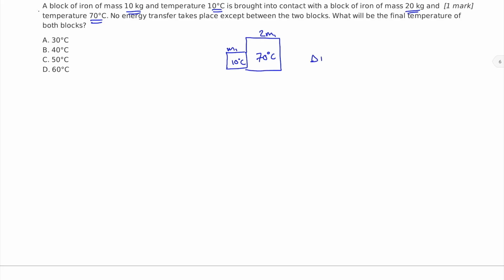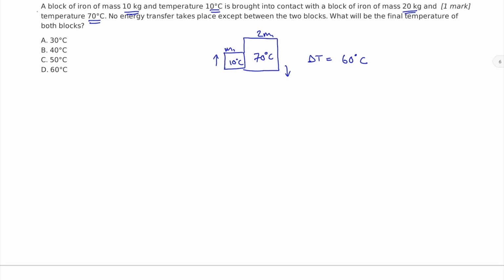The change in temperature between these two objects is 60 degrees Celsius. We know that the larger mass is going to decrease in temperature and the smaller mass is going to increase in temperature. Given that the smaller mass has a smaller mass, we expect that to increase in temperature by double the amount than the larger mass does. So if we say that 60 degrees is the total temperature, we expect the larger mass to decrease by 20 degrees and the smaller mass to increase by 40 degrees Celsius, which leaves us with an equilibrium temperature of 50.